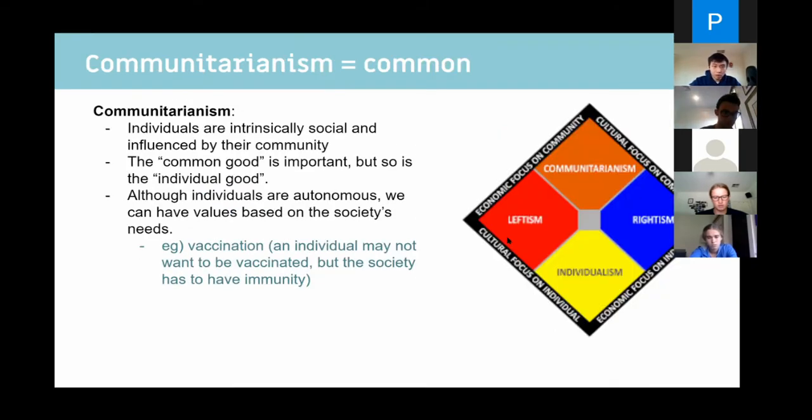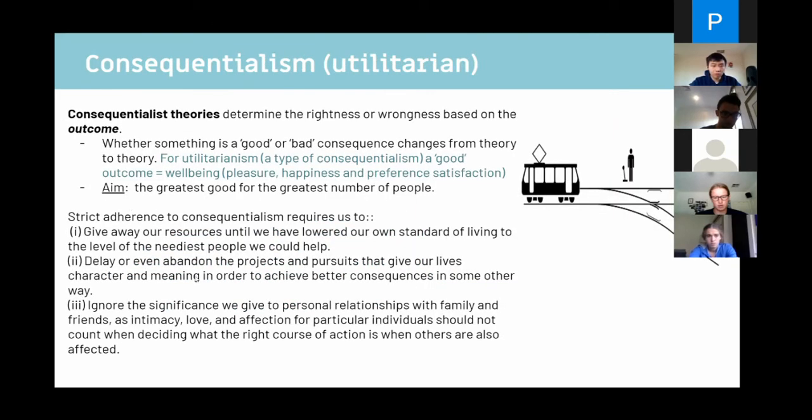Okay, maybe the next one then. But I might add, with consequentialism at the bottom, obviously, if you strictly adhere to it, then you'd have to give away all your resources to help others because there are always people in worse shape. But if you do that, then obviously you lose everything. So some people have said extreme consequentialism isn't really viable.